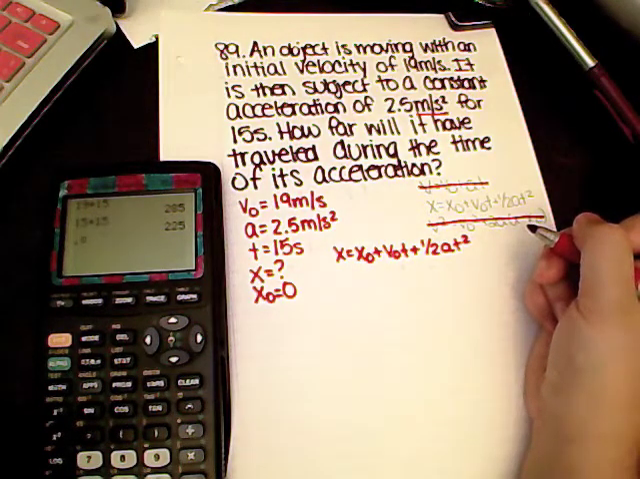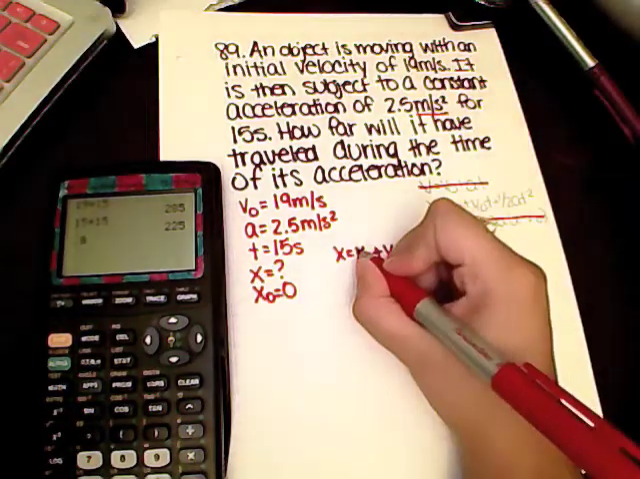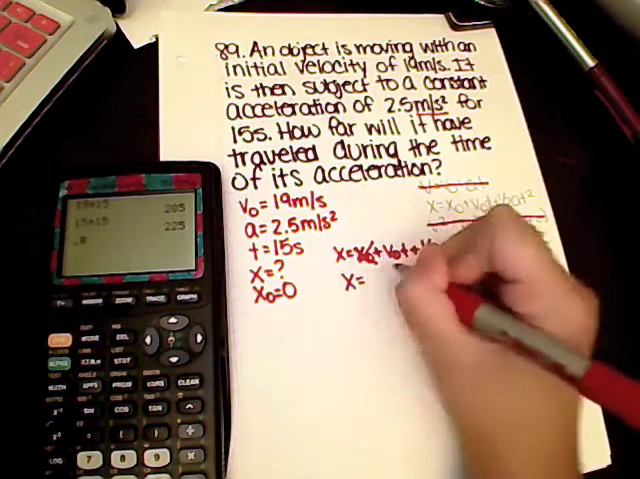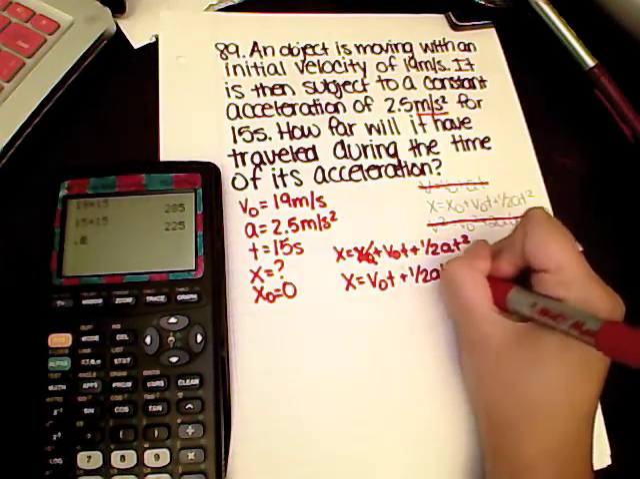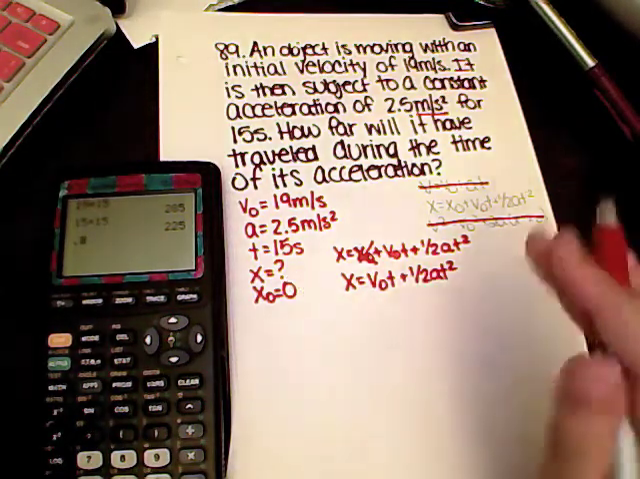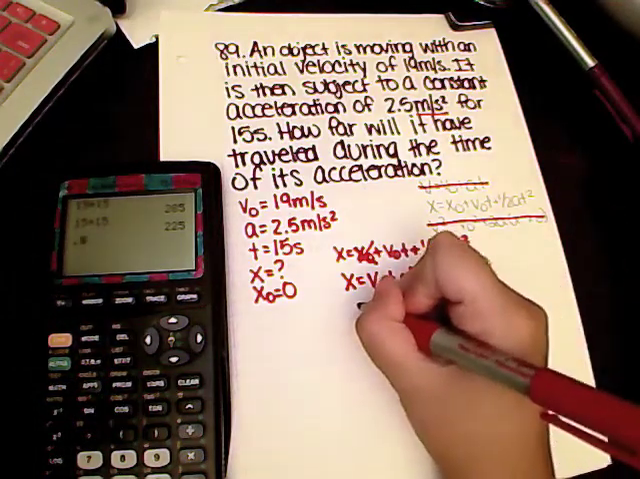And the next step is to cancel out anything that's a 0. So we know we can cancel out our x naught, and we can rewrite the equation as x equals v naught t plus 1/2 at squared. Since we're solving for x, and x is already by itself, we don't have to move anything around. So the next step is just to plug our numbers in and solve.